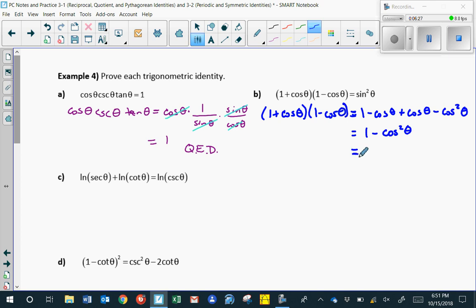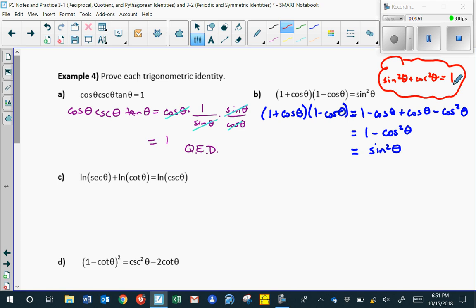Now you remember that was one of our variations on the Pythagorean identity. 1 minus cosine squared of theta is sine squared of theta, because sine squared of theta plus cosine squared of theta is equal to 1.